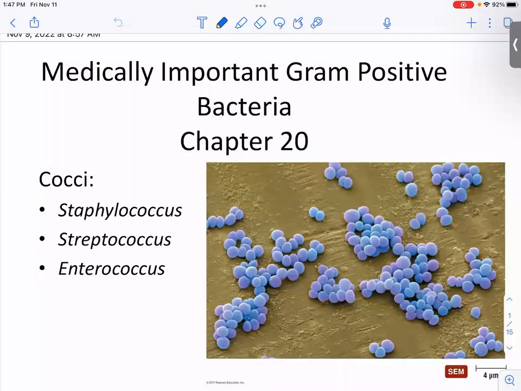Okay, so I think we'll get through staph pretty easily on Monday, maybe start streptococcus, but I think we'll just include staph on the exam on Friday. And that seems like a good place to stop.